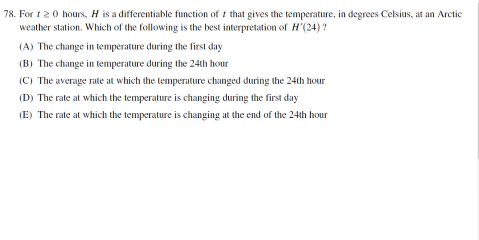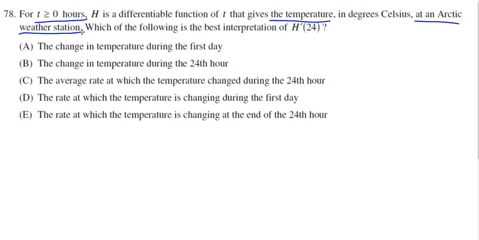78. For time greater than or equal to 0 hours, h is a differentiable function of t that gives the temperature in degrees Celsius at an Arctic weather station. Which of the following is the best interpretation of h prime of 24? Okay, so t is in hours, notice. And h is a differentiable function that gives the temperature in degrees Celsius at an Arctic weather station, all right? And we want to interpret the derivative. And remember, the derivative gives you the rate.